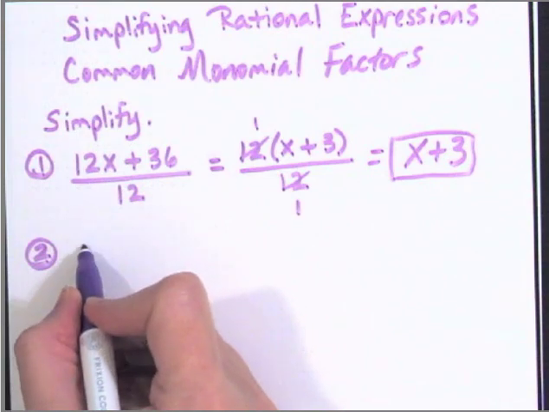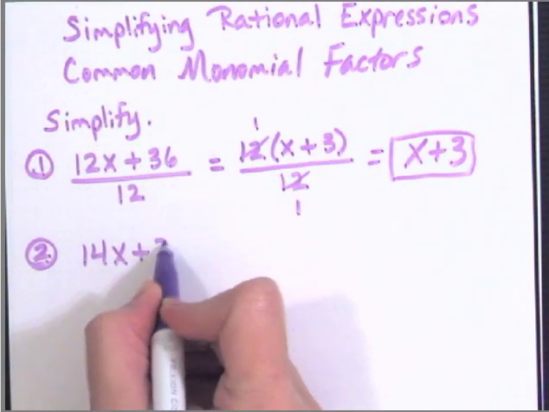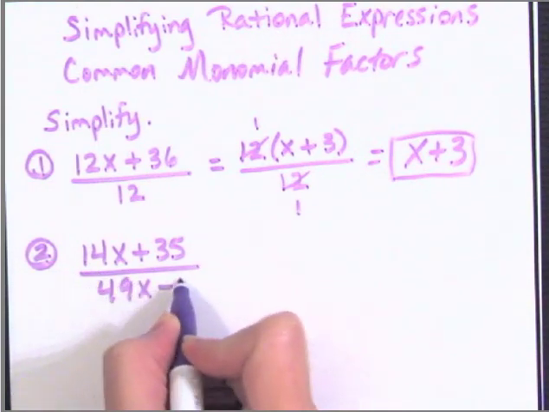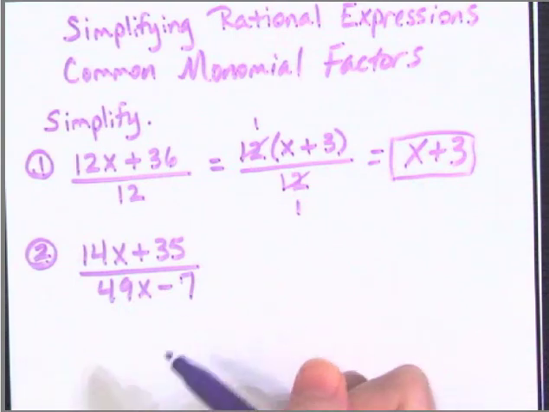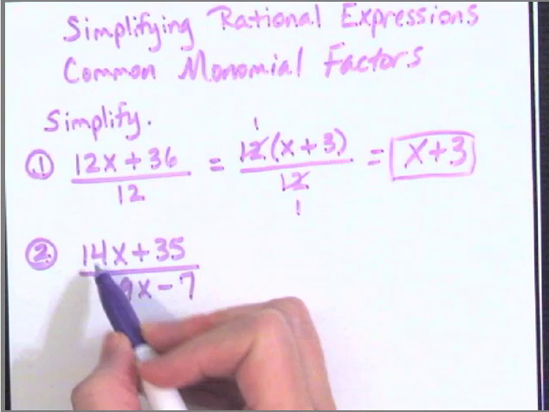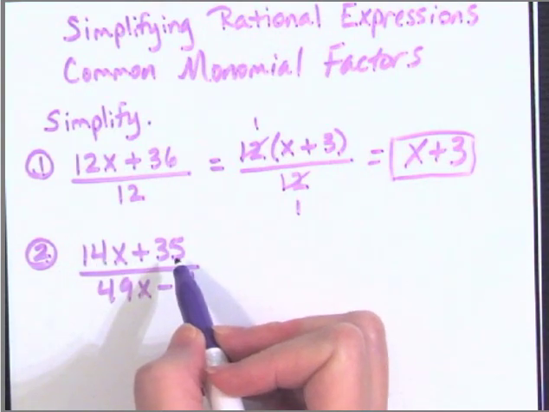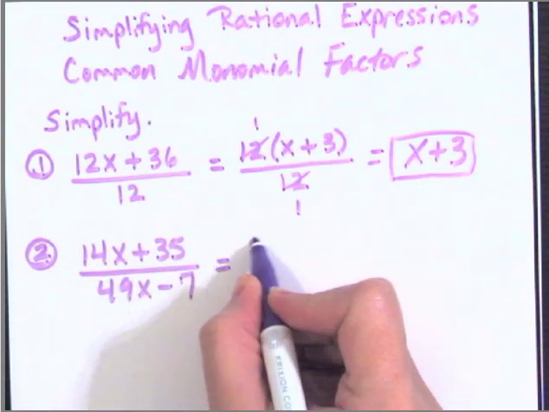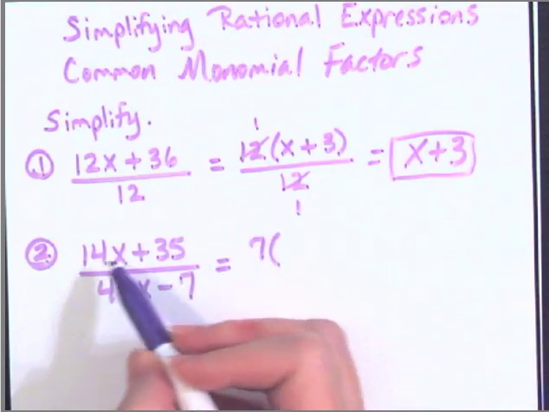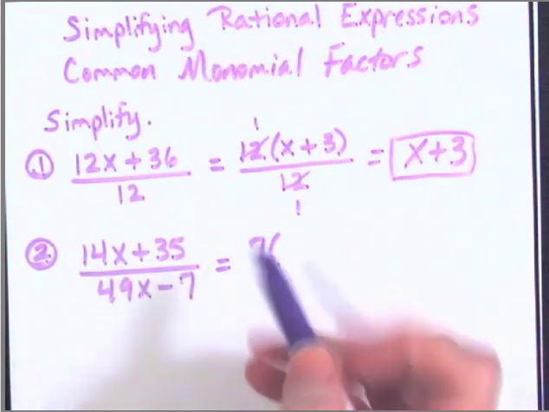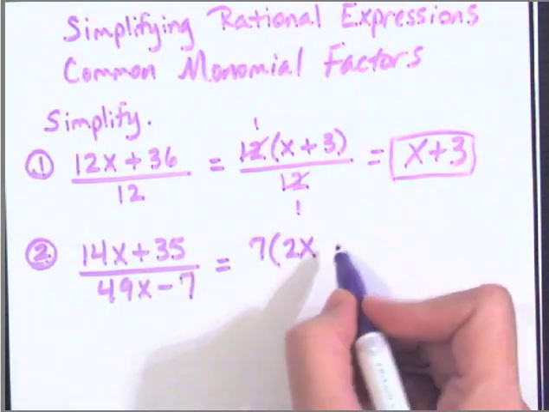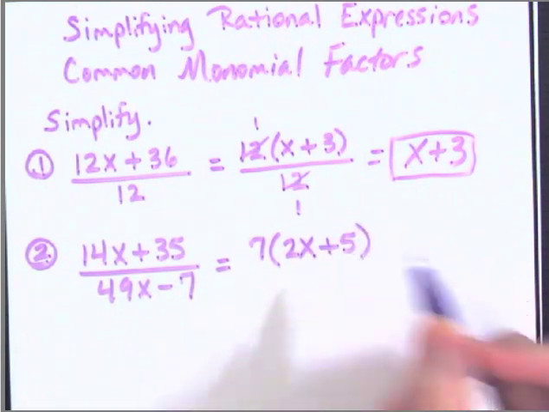So let's say we have 14x plus 35 over 49x minus 7. Okay. So there is a monomial factor that goes into both of these. As I look at that smaller number, that's 14. 14 will not divide into 35, but 7 will. So when we factor out, we are actually dividing by that term. 14x divided by 7 is going to be 2x, and 35 divided by 7 is going to be 5.